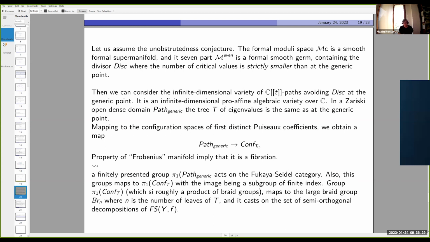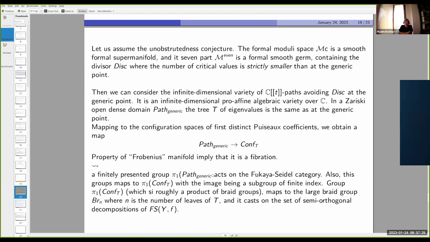It implies that this is a fibration. So the fibers of the map from generic paths to any point of this configuration space associated to the tree are the same, homotopically the same. And so what we get is an action of, sorry, a finitely presented group. We consider the fundamental group of this generic path space, and one can show that it reduces to some finite dimensional variety, so to a finitely presented group. It acts on the Fukaya-theoretic category, and this group maps to the pi1 of this configuration space associated to the tree, which is roughly a product of braid groups, maybe extended by the finite group of automorphisms of the tree, and the image is a subgroup of finite index.